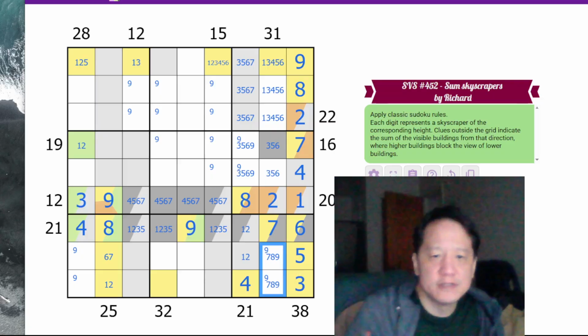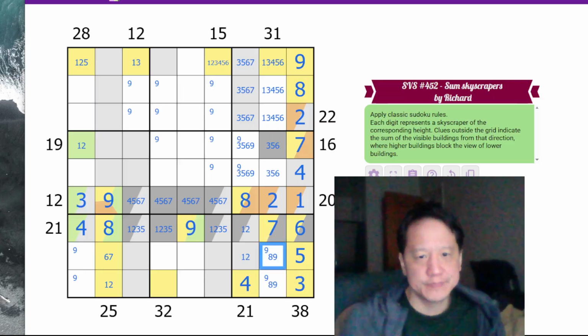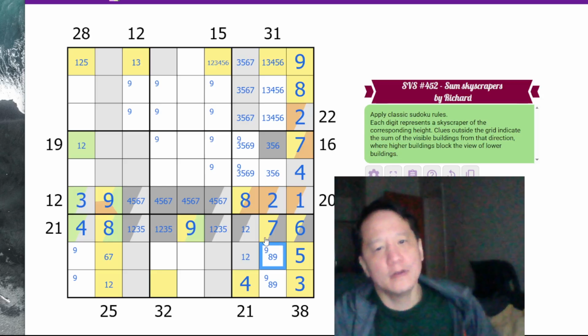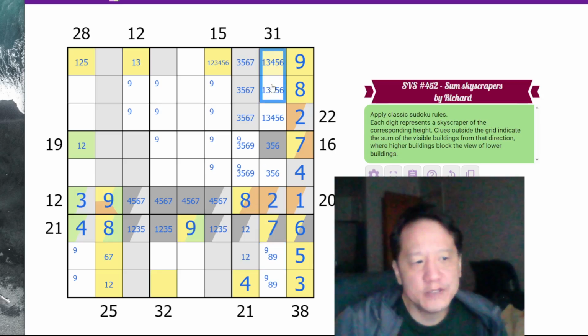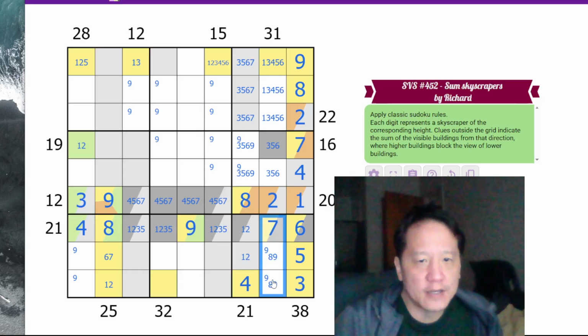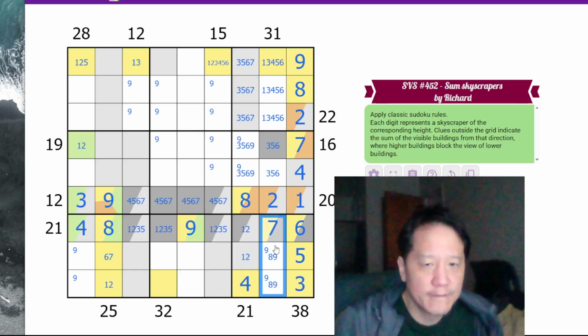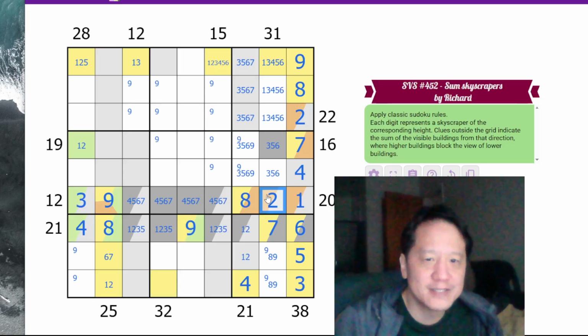Neither of these can be 7. So this could be 1, 6, 7, 8, 9. That is possible. Or it doesn't see the 1 at all. You can't have 2, 6, 8, 9. Or actually, no, sorry. 1, 6, 7, 8, 9. It can't be 2, 5, 7, 8, 9.